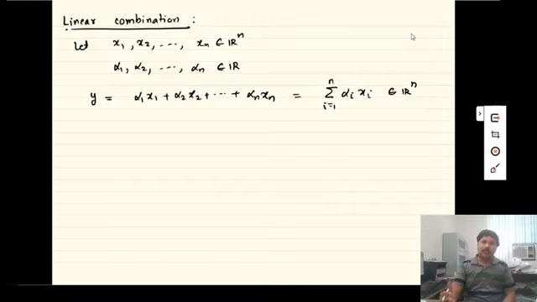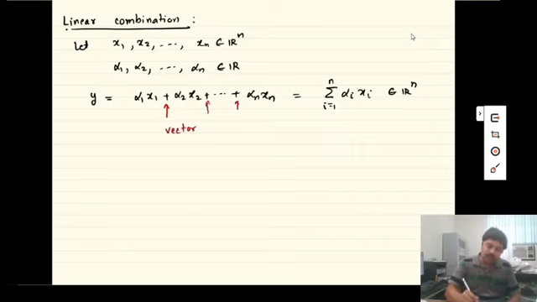So this is an operation. This linear combination is obtained by looking at two operations. What are the two operations? These additions are actually vector additions, right? And these operations alpha 1 x1, alpha 2 x2, these are basically scalar multiplications.